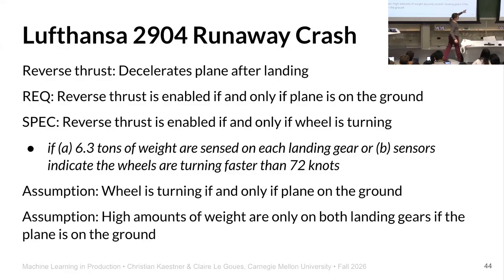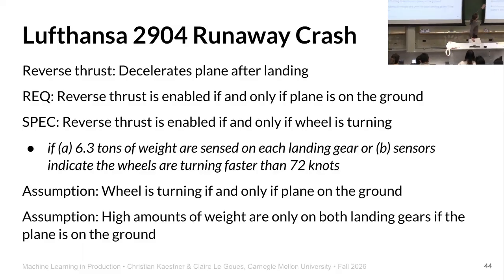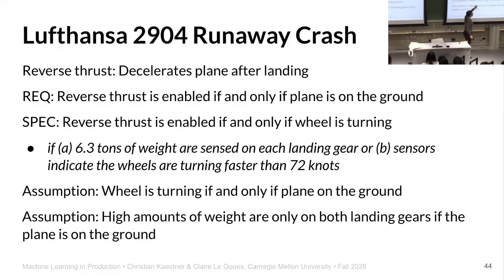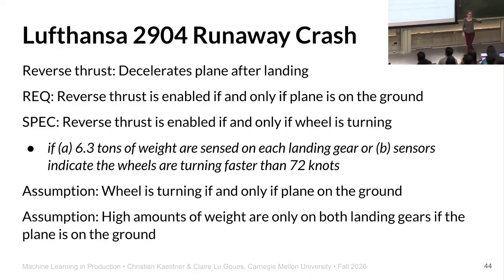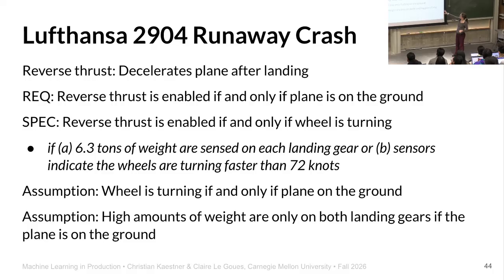The software specification is that reverse thrust is enabled if and only if the wheel is turning. But the wheel is turning, that's a statement about the world, right? And we can't actually know that because we're software, we're not real. So instead, it's expressed in terms of values on sensors. At this point, this requirement was expressed as follows: the wheel is determined to be turning if either 6.3 tons of weight are sensed on each landing gear, or sensors indicate the wheels are turning faster than 72 knots.